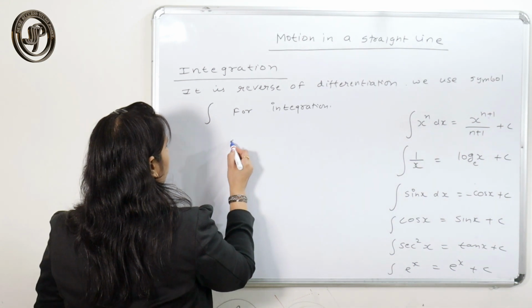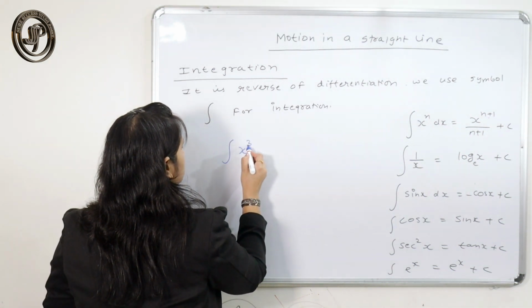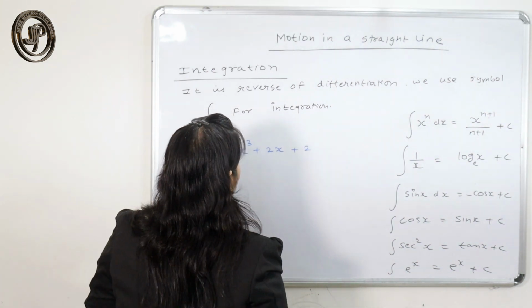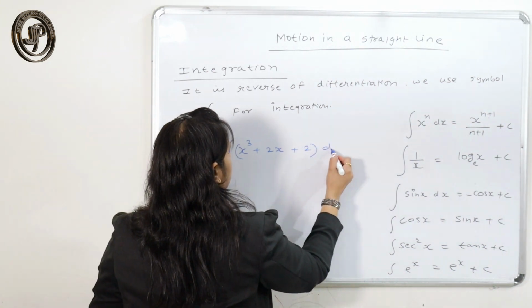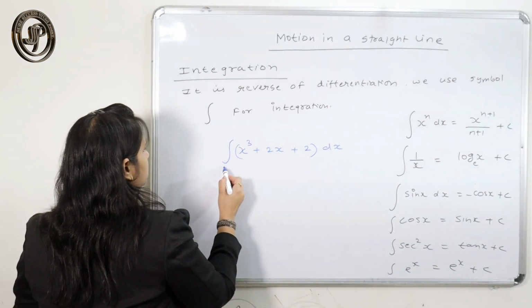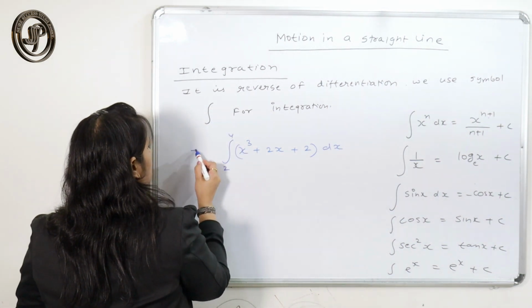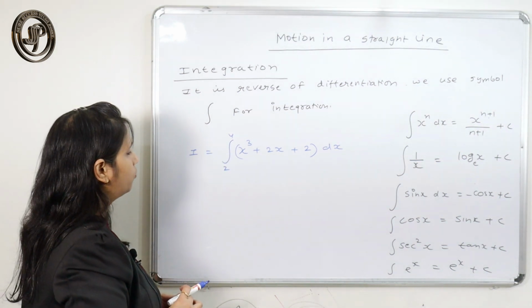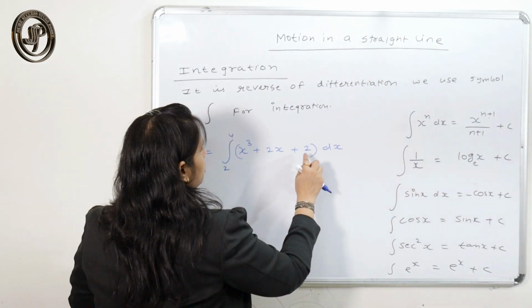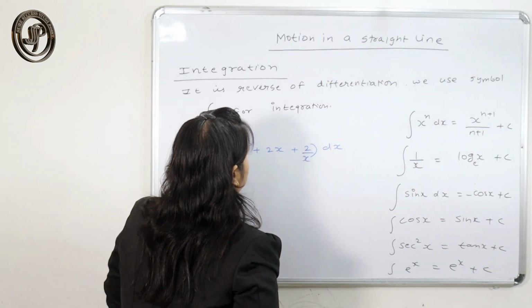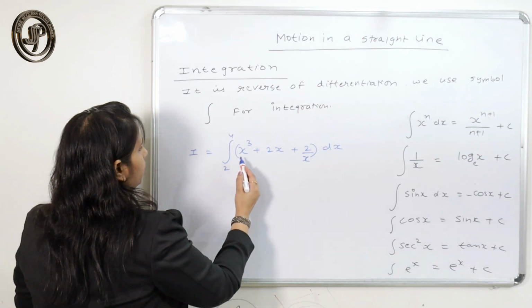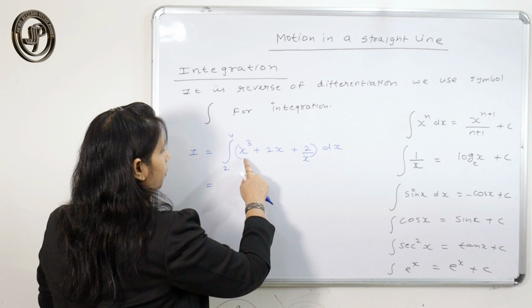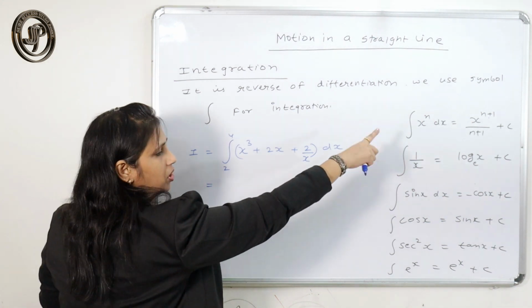Suppose you have a function x raised to power 3 plus 2x plus 2 by x, and you have to integrate this under the limit, suppose 2 to 4. So how will you find the integral of this? We just do the integral of all the components here using that formula.